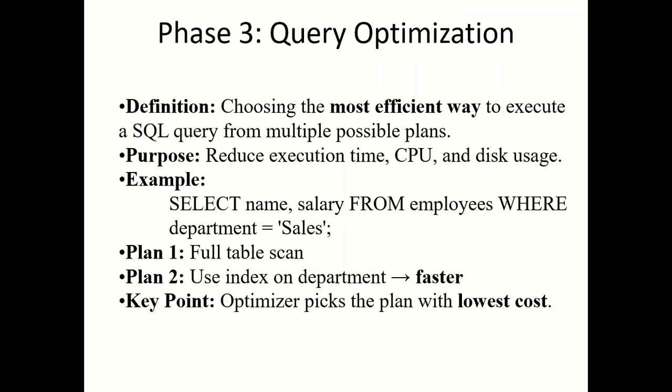Query optimization. Query optimization finds the most efficient way to execute an SQL query from multiple possible paths. The purpose is to reduce the execution time and the CPU and disk usage. For example, a full table scan versus using an index, which is faster. Optimization picks the plan with the lowest cost.